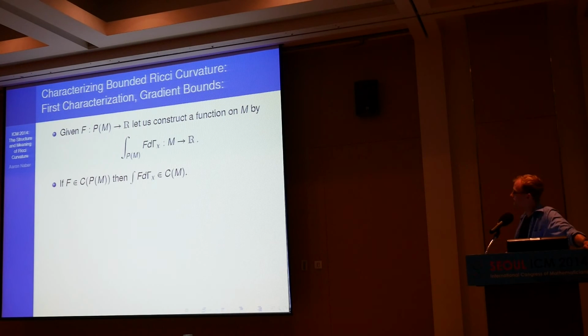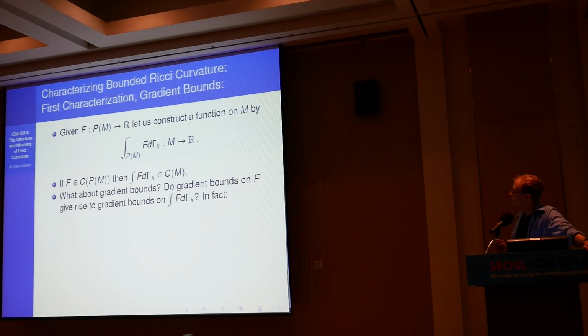But once you have this, so you have continuity, it's natural to ask other things. Is this function on M induced from this differentiable? Does it have two derivatives? Are these derivatives bounded? More generally, what about gradient bounds? Is the gradient bounded? And if it is, do gradient bounds on f give rise to gradient bounds on the induced function on M? The main point is, of course, we've got to be really precise about what we mean by all this, but let's, for example, look at this.